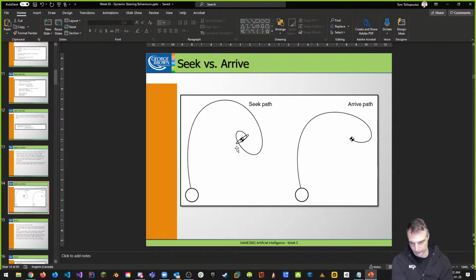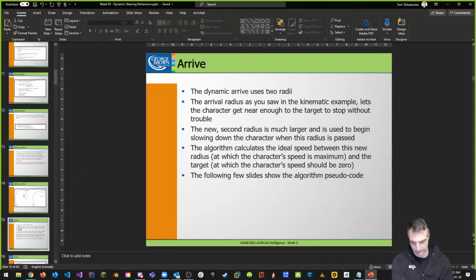So that is arrival. And again, we're just talking about motion at this point, right? So arrive uses 2 radii instead of 1. Dynamic arrive, in the original one, the kinematic arrive, the character gets near enough to the target to stop without trouble. But in the new one, the second radius is much larger and is used to begin slowing down the character when the radius is passed.